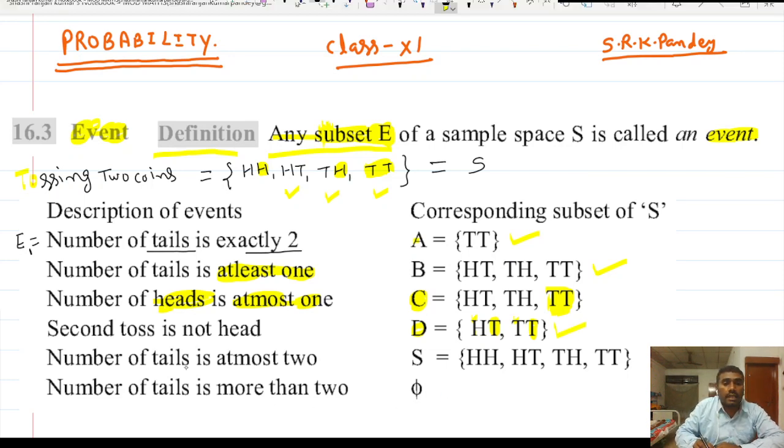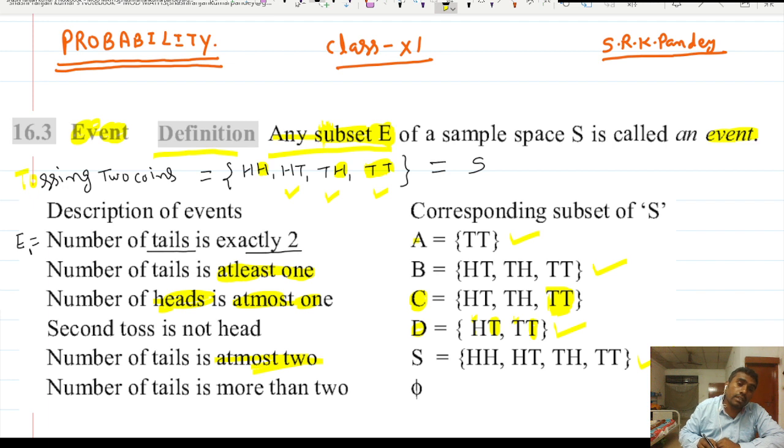Similarly, tail is at most two. Now see, at most two tails. At most two tails is this one. One tail is considered, yes, okay. One tail, no tail also considered because we are talking about at most two tails. So more than two tails is not acceptable, but up to two tails is acceptable. So here actually all outcomes come in this situation.